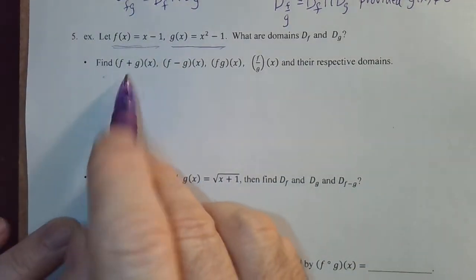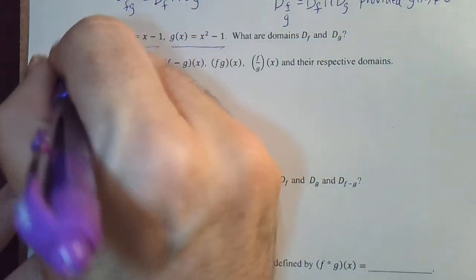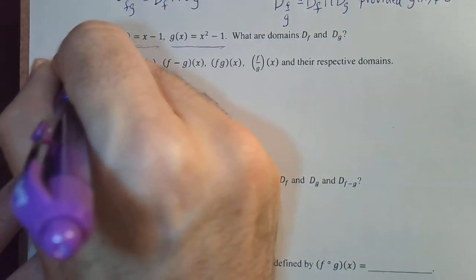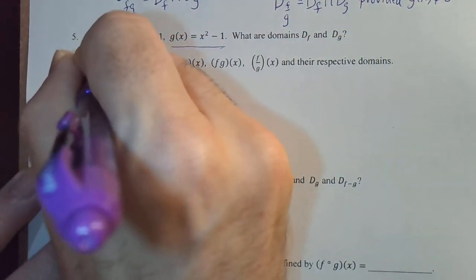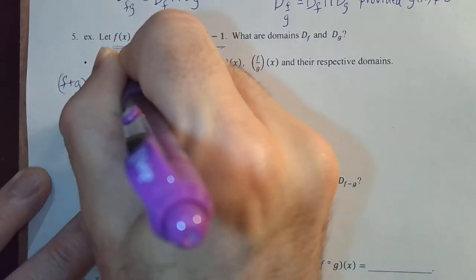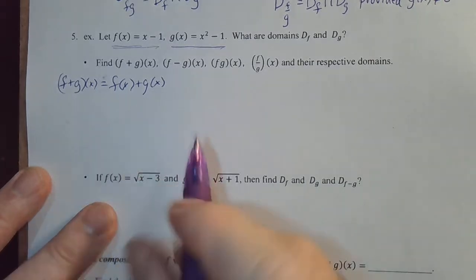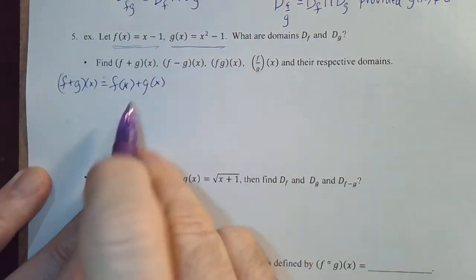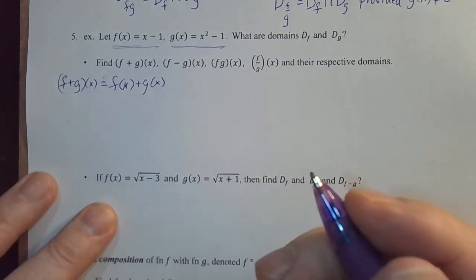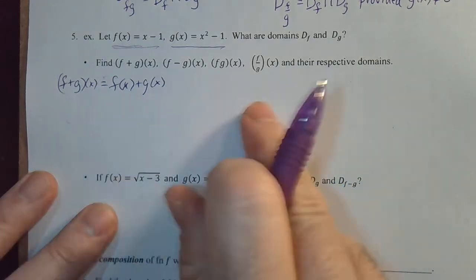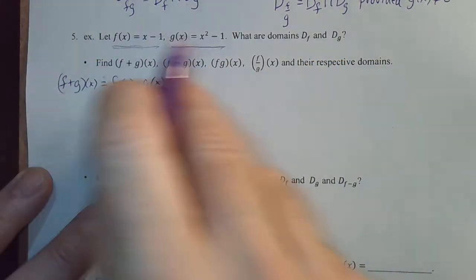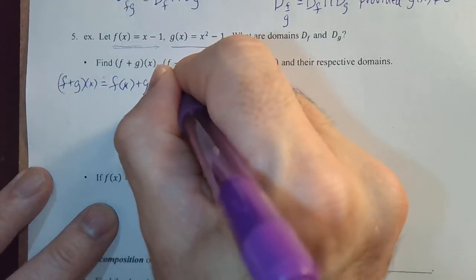Well, f plus g of x is f of x plus g of x. F plus g of x is f of x plus g of x. That's the definition. I haven't done any work yet except write down the definition. And I think I'm going to go left to right. I'm going to go all the way along here. What is that equal to?